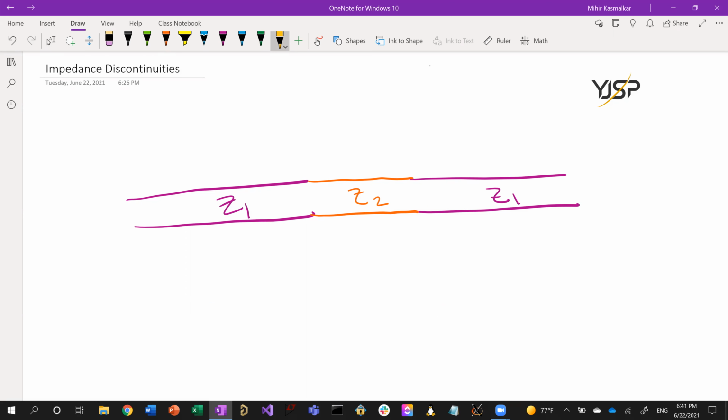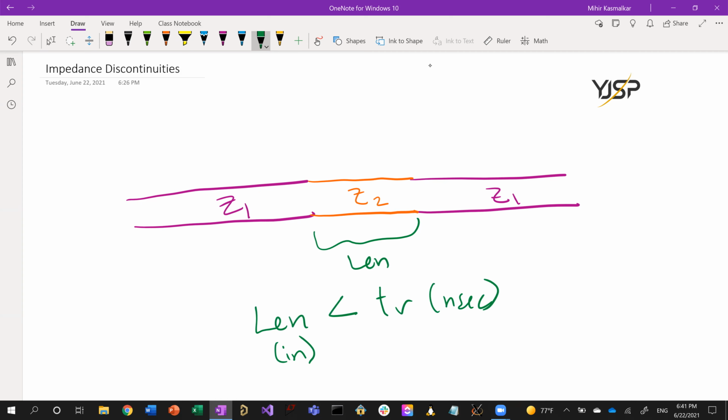And as it turns out, the rule for whether this matters or not is the same as in the previous video. If the length of this transmission line is less than the rise time in nanoseconds, with the length in inches, then the re-reflections cancel each other out, and this will be tolerable. There's a maximum allowable length of this transmission line discontinuity. So that's one type of discontinuity.